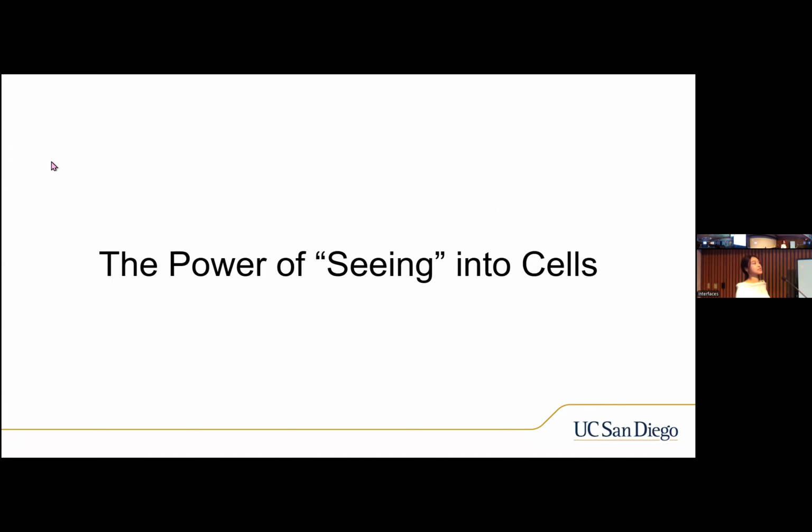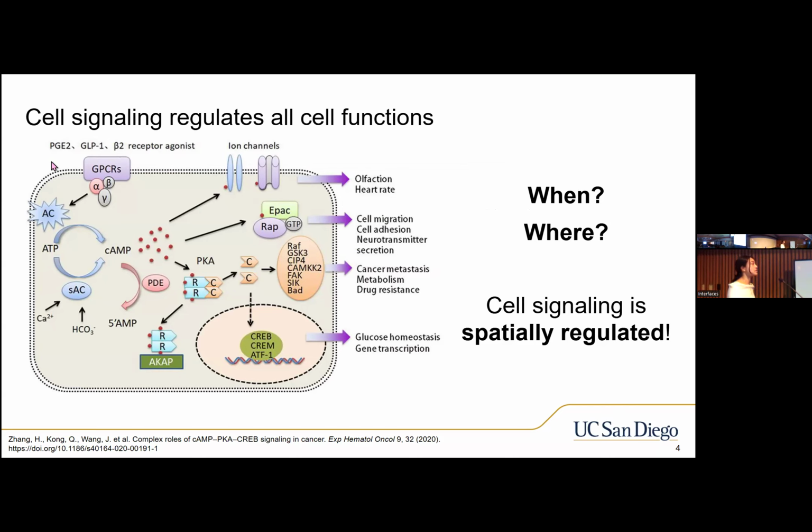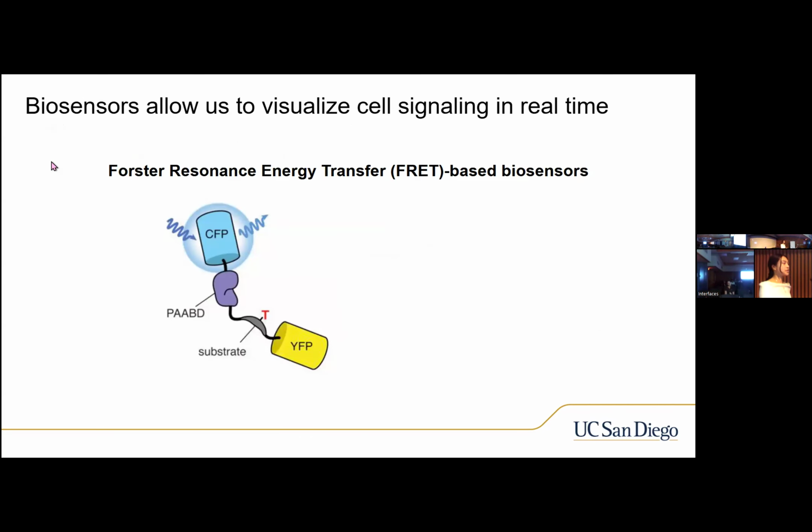So why do we need biosensors anyway? Well, biochemical signaling regulates everything that our cells do, everything from gene transcription to metabolism to migration. But how do our cells know when and where to perform these different functions? Well, we know that cell signaling is spatially regulated, and it's this spatial regulation that dictates when and where these events occur. So we can use biosensors to look at the spatial regulation of cell signaling in real time.